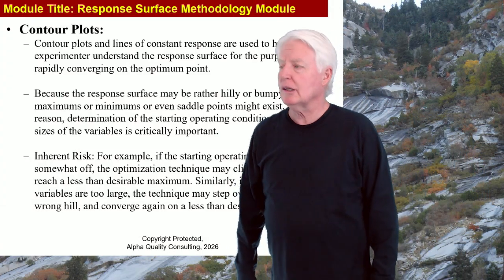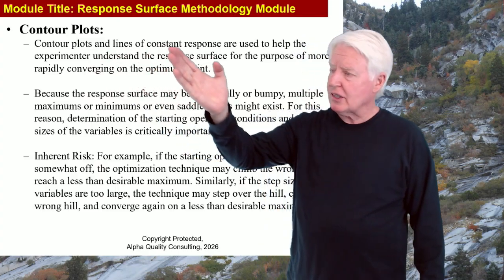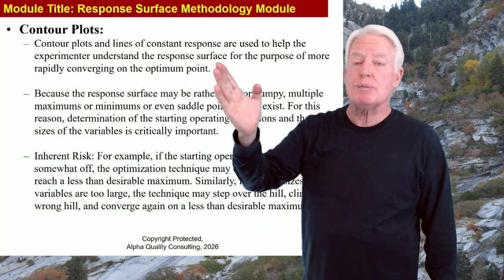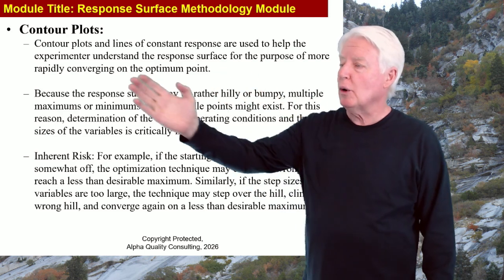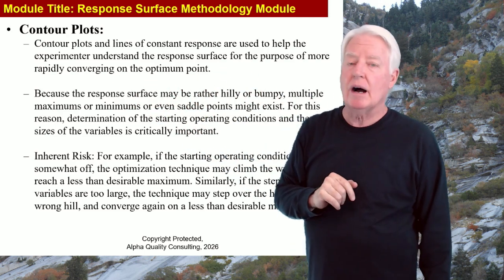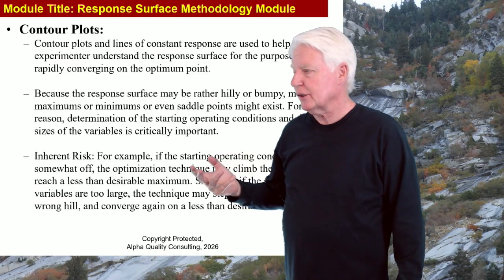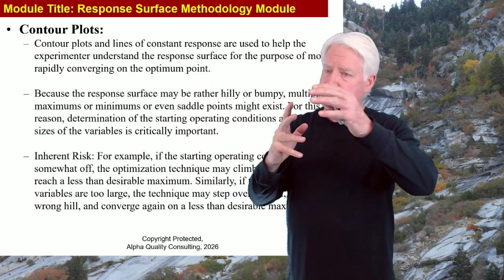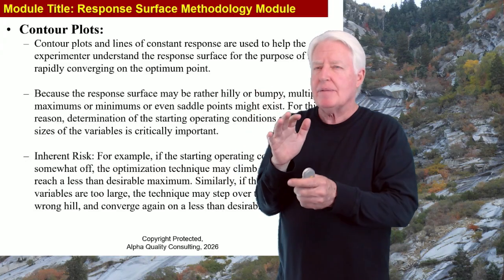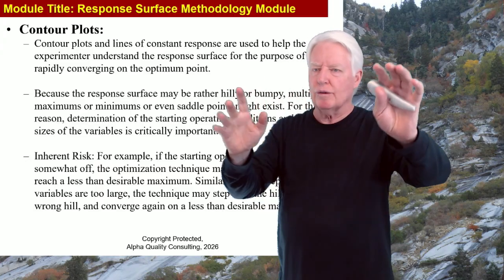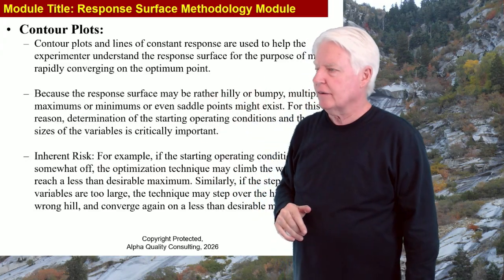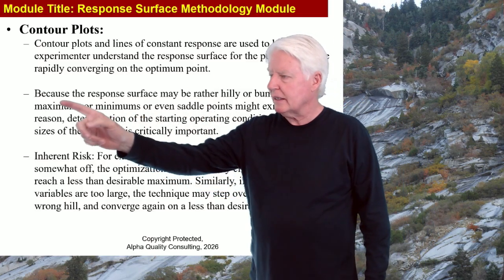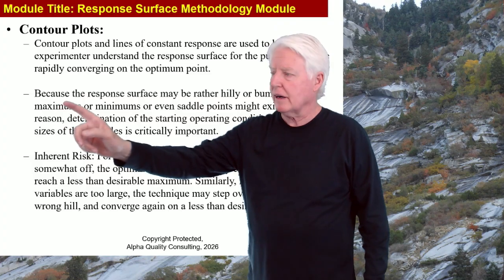Contour plots. Let's talk a little bit more about those. Contour plots and lines of constant response are used to help the experimenter understand the response surface for the purpose of more rapid converging on the optimum point. That's why we use contour plots, to find an optimum point. However, using the CCD, you can predict values all over that surface. It's very good for that. You have enough data that we can do that. It's a really good information envelope. It covers a lot of things.